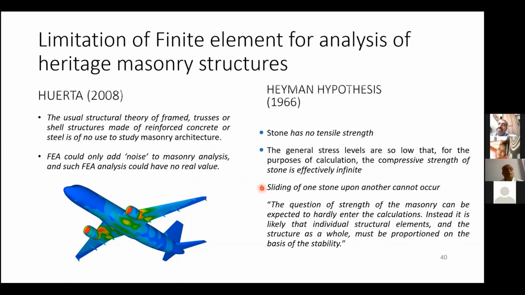Another one is Heyman. He put forward one theory, a modification of the thrust line, but his assumptions are very interesting. He says that stone has no tensile strength, infinite compressive strength, and sliding failure is impossible. In short, he says that the question of strength of masonry is not expected to enter the calculation. It doesn't matter what grade of concrete or mortar you are using in the structure. It's a geometrical analysis.